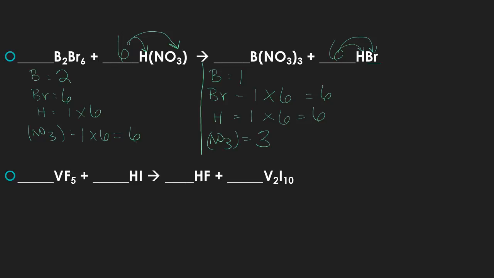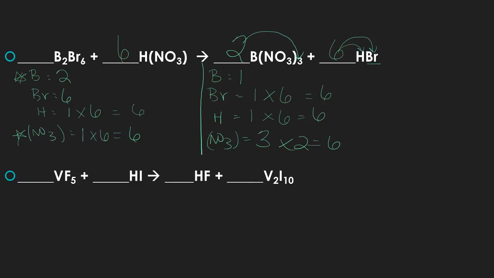2 B's on the left, 1 on the right. 6 Br's on the left, 6 on the right. 6 H's on the left, 6 on the right. So now my borons and my NO3s are still off. It doesn't really matter what you start with, but let's start with NO3 since it's the biggest difference, 3 and 6. So in order to make 3 equal to 6, I need to multiply by 2. I put that in the blank. That'll equal my 6 nitrates because 2 times 3 is 6.